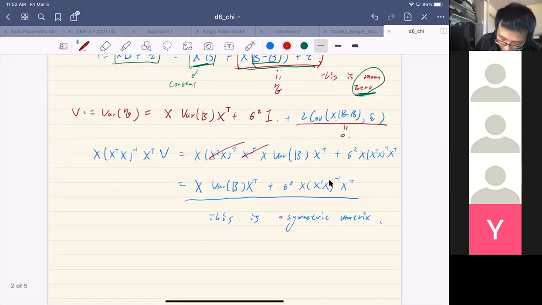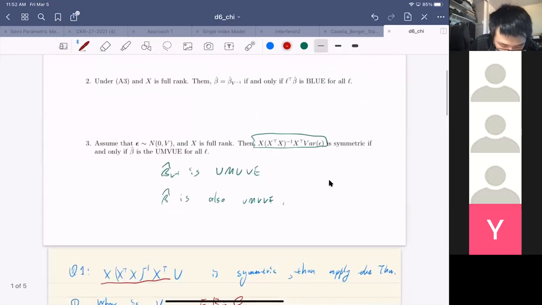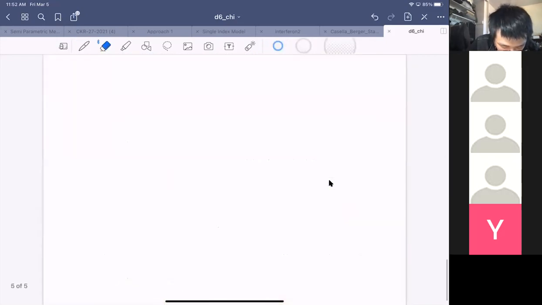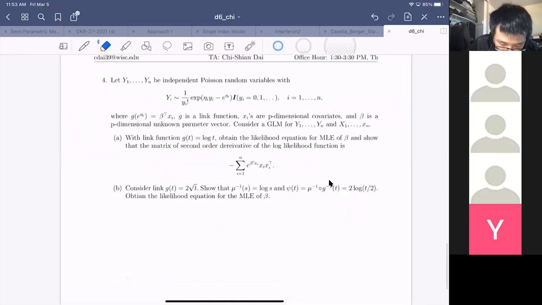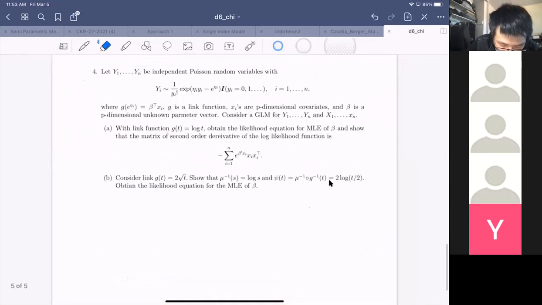Okay, so then we have this symmetry, then we apply theory. And the next question is, okay, actually this question is exactly the same as the homework.